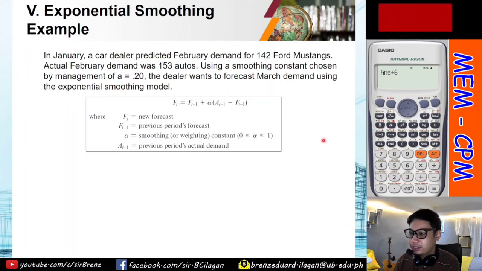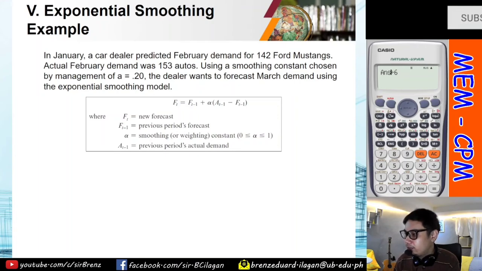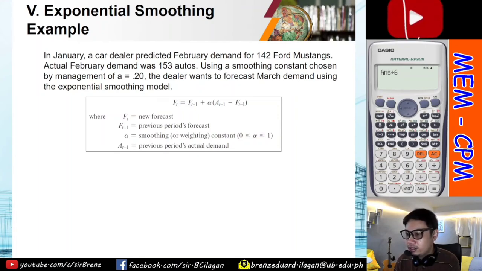Wala pala yung solution. Ako yung magpapakita nito. Okay. So, apply lang natin itong formula natin. So, the exponential smoothing model using the equation in previous slide can be applied. So, ayan. Inilagay ko na dyan yung formula. Direct substitution naman po ito.